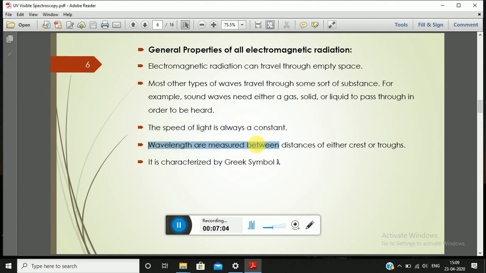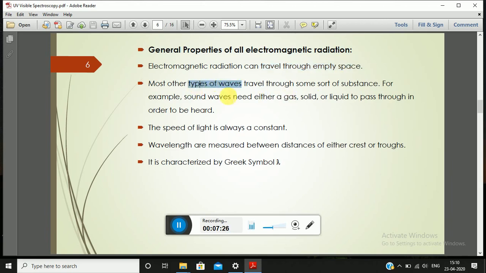The wavelength is measured as the distance between two consecutive crests or two consecutive troughs, and it is characterized by a Greek symbol known as lambda. So these are the general properties of electromagnetic radiation, that is, they travel through space.